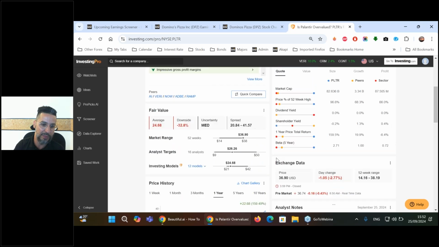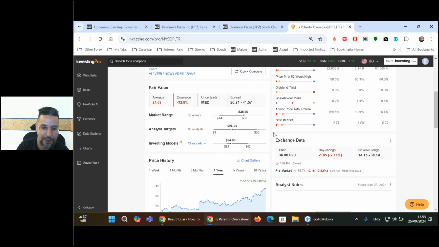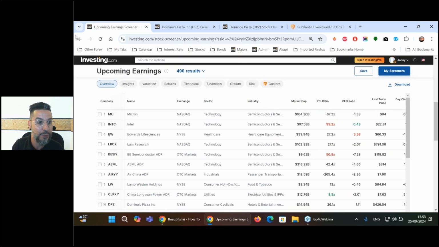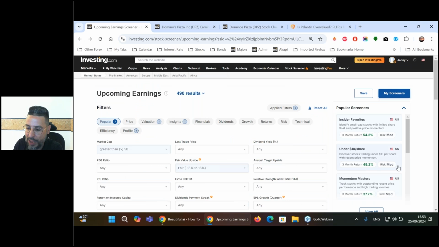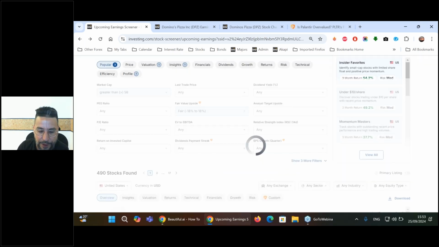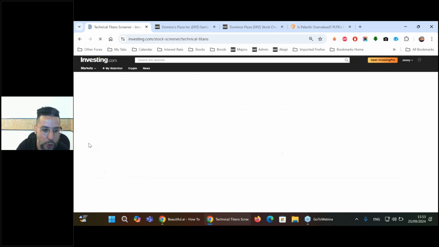So again, I wasn't checking the fair value on Palantir throughout the past year, but I would assume that it was probably overvalued through the majority of that period over the past year. But you can't argue with a 160% return. So again, some names like those that show up on the Momentum Masters preset screener, despite them being overvalued, I still believe that investors will continue to bid those names higher.